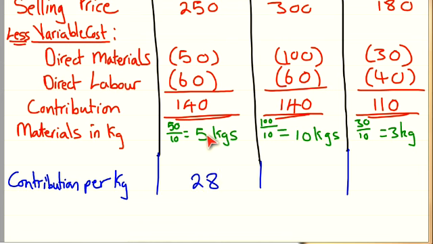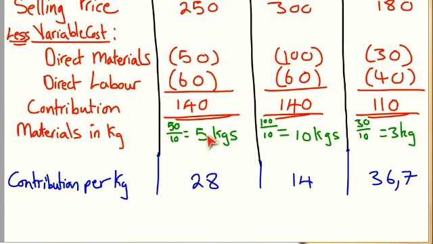Then 140 divided by 10, which is equals to 14. 110 divided by 3, so 110 divided by 3 equals to 36.7.